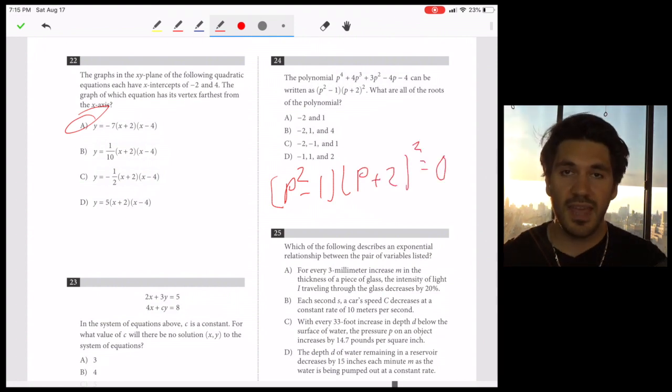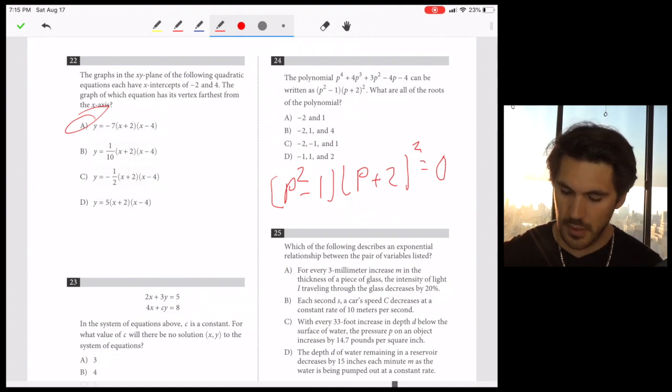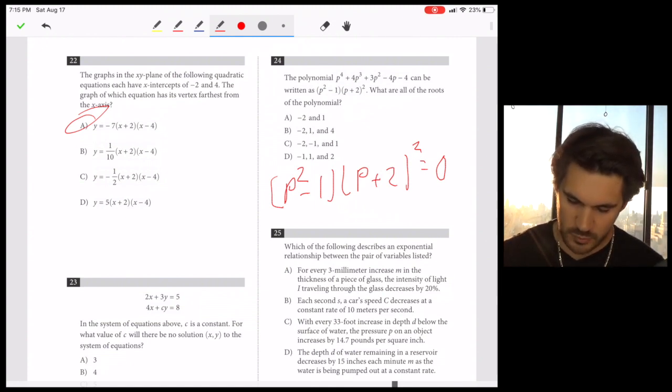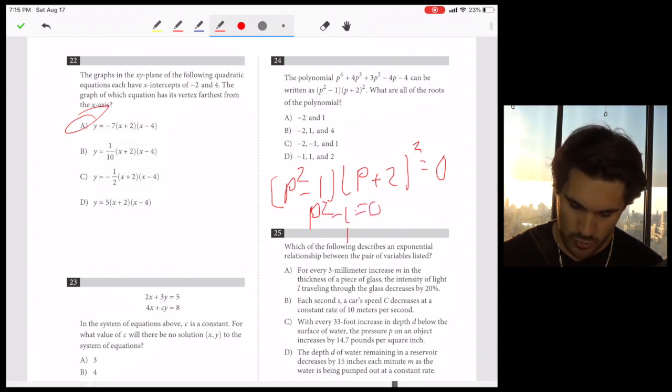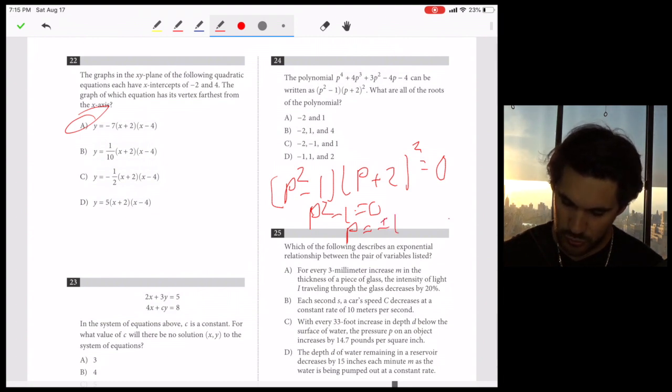And this is going to be solved like any quadratic. So p squared minus 1 equals 0, which means that p could be equal to plus or minus 1. And then p plus 2 squared equals 0, which means p can only be equal to negative 2. So negative 2, negative 1, and 1, our answer choice is C.